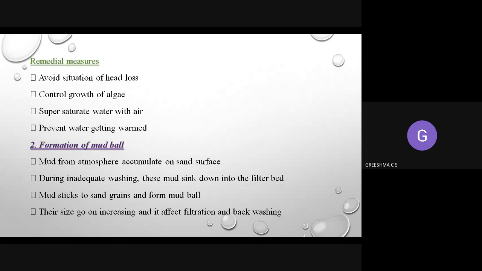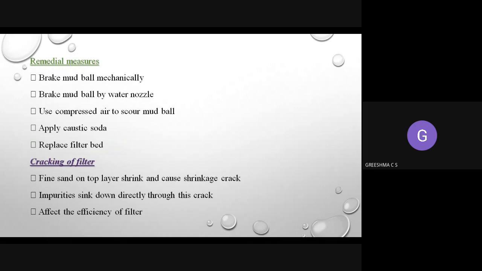So, what do you mean by mud balls? We all have seen mud balls. That means mud from the atmosphere will accumulate on the sand surface. During inadequate washing, this mud will sink down into the filter bed, and mud sticks to the sand grains and forms mud balls. Their size goes on increasing, and it affects the filtration and backwashing.